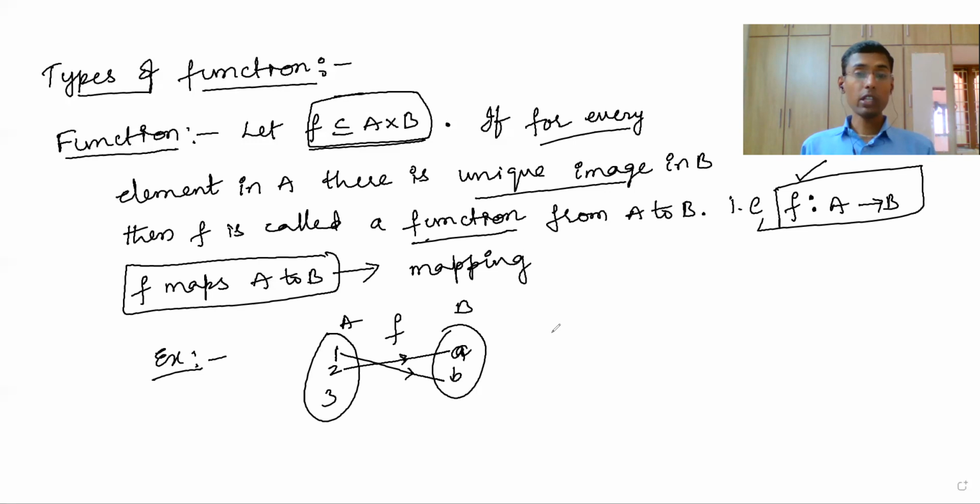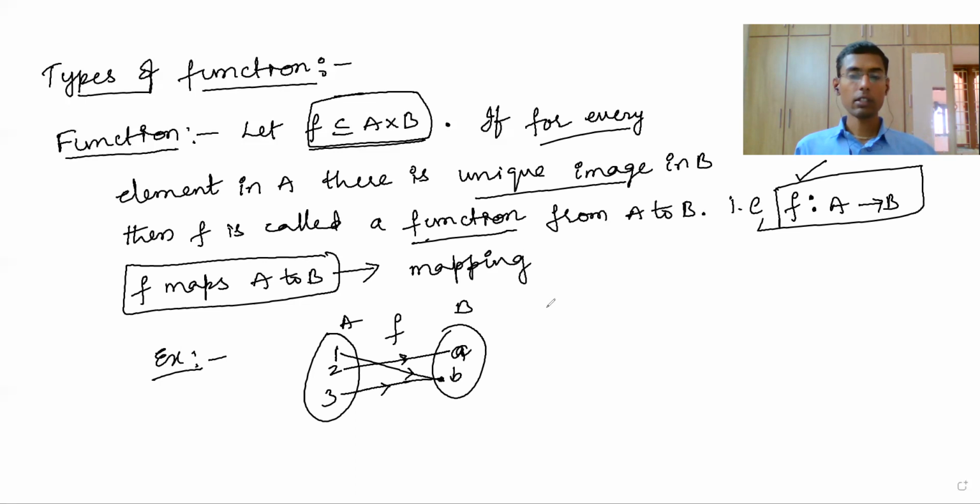Every element must have an image. One has an image, two has an image, three doesn't have an image. First, an image should be there, and that image also should be unique. Now for 3 I am giving an image. 3 has an image, that is B. Now you tell me whether it is a function or not.